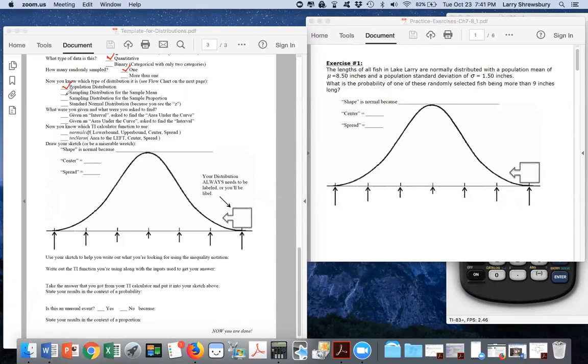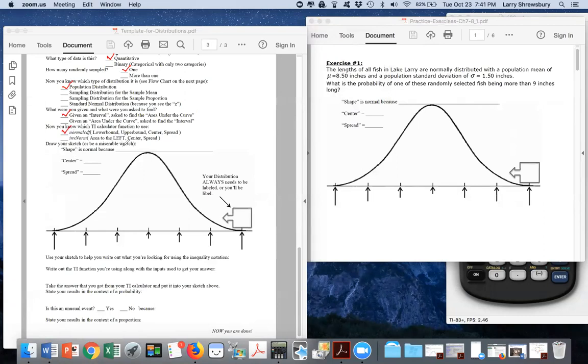So I was given an interval, and they want me to find a probability, and that's an area under the curve. So they gave me an interval, asked me to find an area under the curve. Who does that? Normal CDF. Okay, so I know which distribution I'm working with. I know what function I'm going to use.